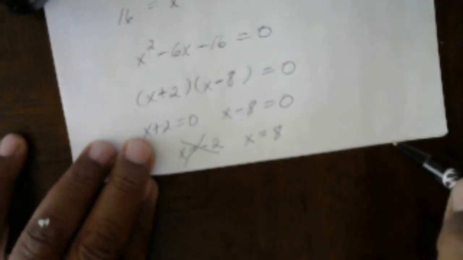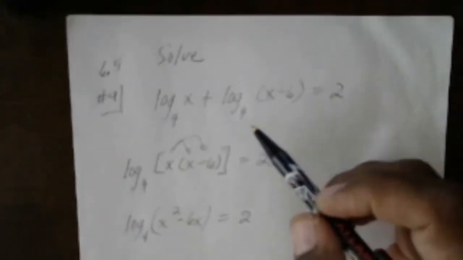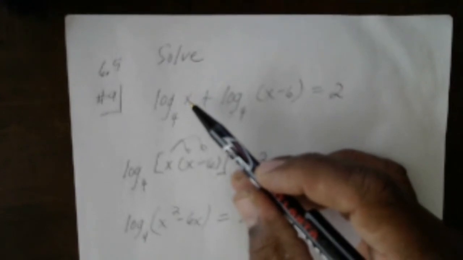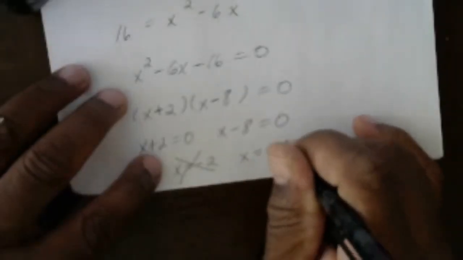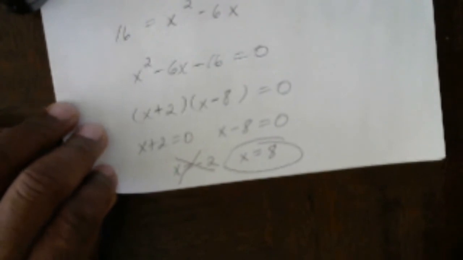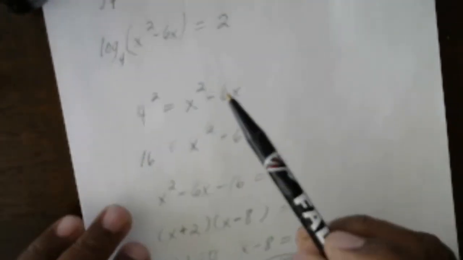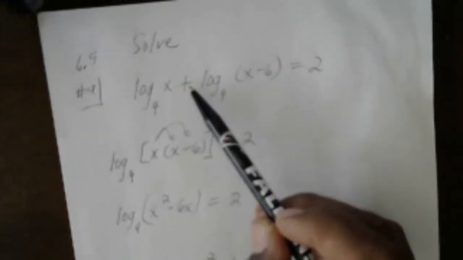And now I want to look at 8. So here I would have 8, which is positive, and 8 minus 6, which is positive. So my only solution here is x is equal to 8. All right, so once we solve, we must check to make sure that our arguments are positive.